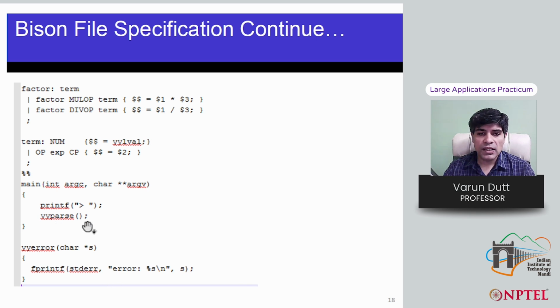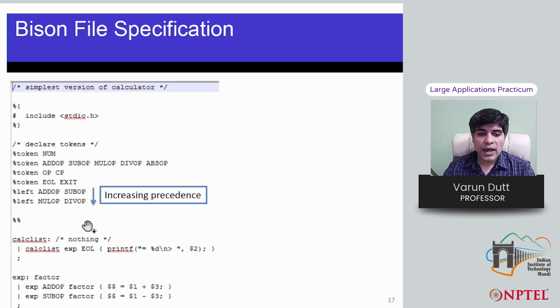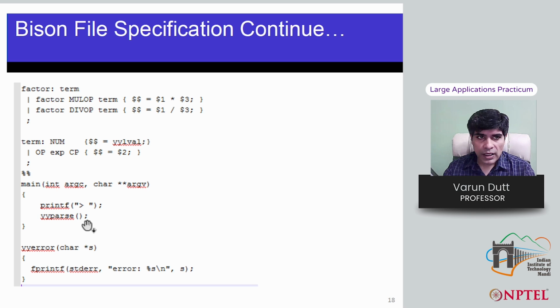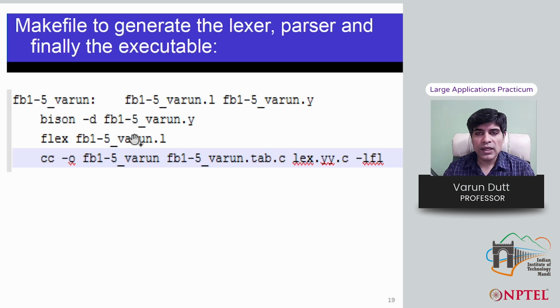So yyparse will call yylex, and yylex will give the token, and Bison will try to match context-free grammar rules to the tokens and calculate the expression for us. Now the question is, how do we run everything? For that, we can actually create a makefile.